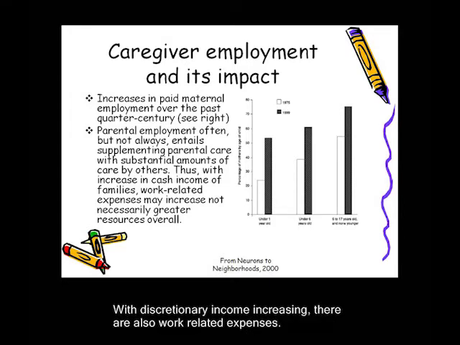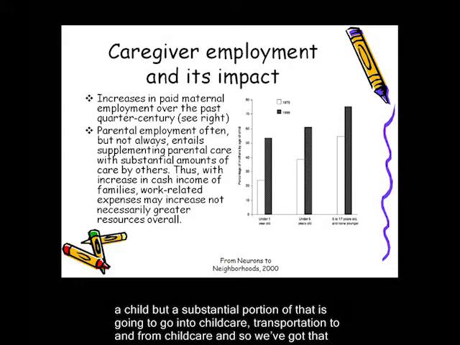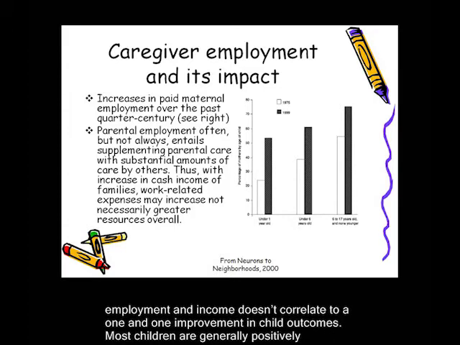So with discretionary income increasing, there also are work-related expenses. A stay-at-home mom is not going to spend money on child care. You'd think a working mom is going to be able to provide better for a child, but a substantial portion of that is going to go to childcare and transportation to and from childcare. So employment and income don't correlate to a one-to-one improvement in child outcomes.